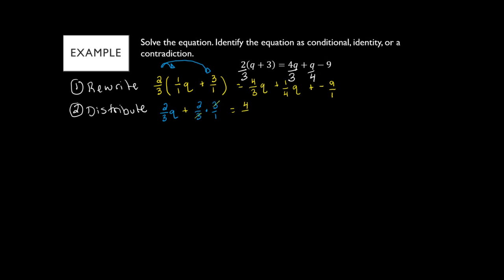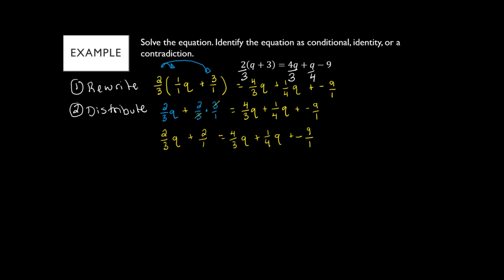And then we've still got 4/3 q plus 1/4 q plus negative 9 over 1. And then if I simplify, I have 2/3 q plus 2 over 1 equals 4/3 q plus 1/4 q plus negative 9 over 1. Oops, put too much. There we go. And put the negative in front there. Okay.